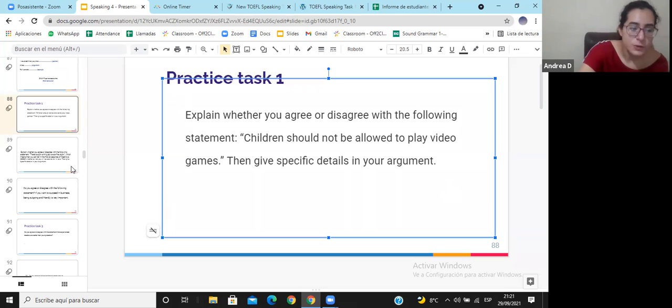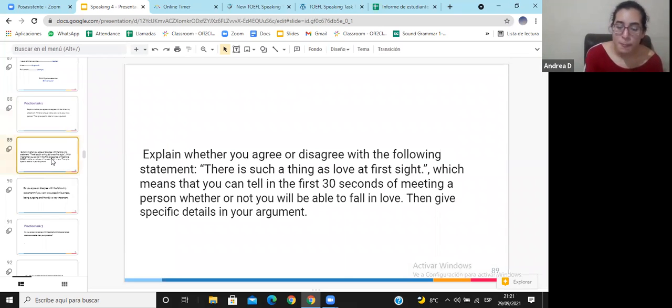Okay. So the next one, we have agree or disagree again. There is such a thing as love at first sight, which means that you can tell in the first 30 seconds of meeting a person whether or not you will be able to fall in love. So basically, do you believe in love at first sight? And why or why not?